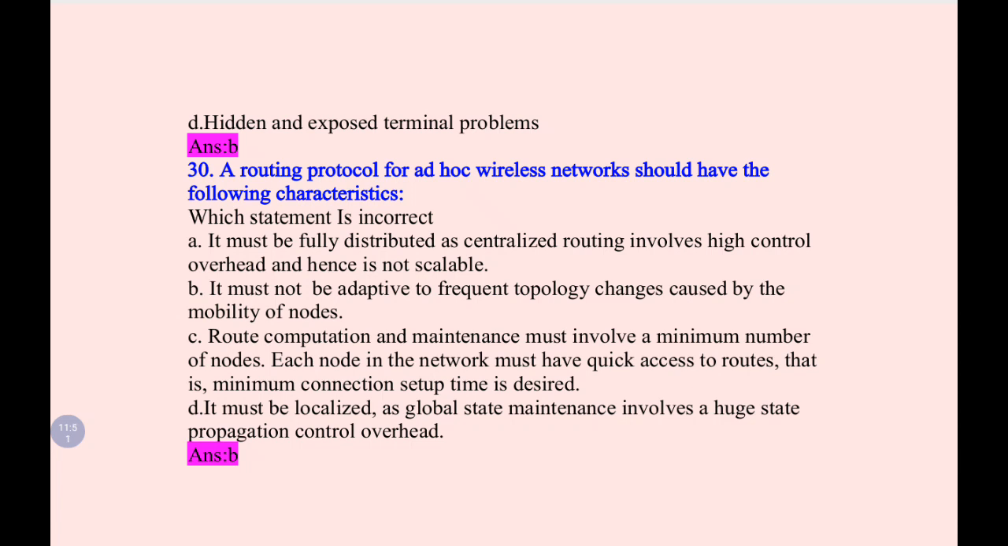So this is about routing protocol characteristics. Among that, the incorrect statement is it must not be adaptive to frequent topology changes. So actually it must be adaptable to frequent topology changes. That is the correct answer. So all the four choices are correct except B, because in B it must be adaptive. That statement must come. Instead of that, here you have got it must not be adaptive. So that is the answer for this question.